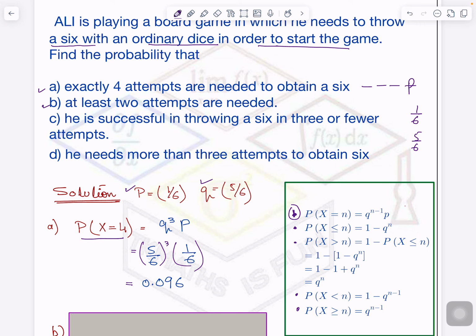Then at least 2 attempts are needed. What is the meaning of at least? It means greater than or equals to 2. So now you have to find out the probability of x greater than equals to 2 for part 2. So which formula you will apply here? This one, the 5th one. And now I'm repeating, only 1 and 2 formulae are given in MF19. The rest are not. So you need to watch the videos that how did we get these formulae, so that you do not make mistake in the exam, right?